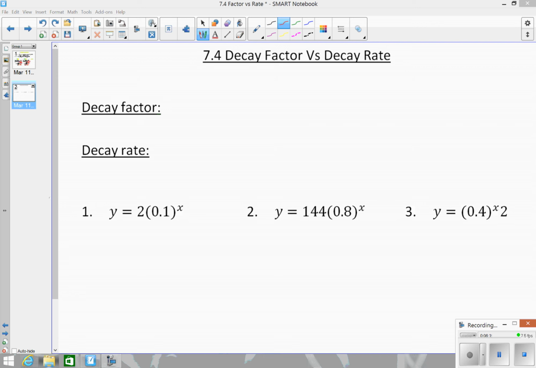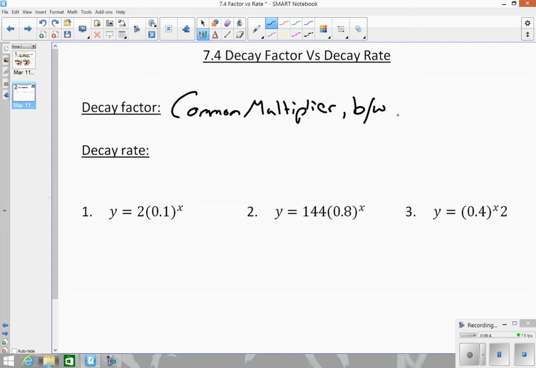All right, so now that we went through an exponential growth model and talked about growth factor and growth rate, now we're going to be talking about decay factor and decay rate. Okay, so let's go back to the term. The decay factor is your common multiplier, very similar. What's different here? This common multiplier has to be between 0 and 1. We know that. So it could be a decimal or a fraction between 0 and 1, okay?